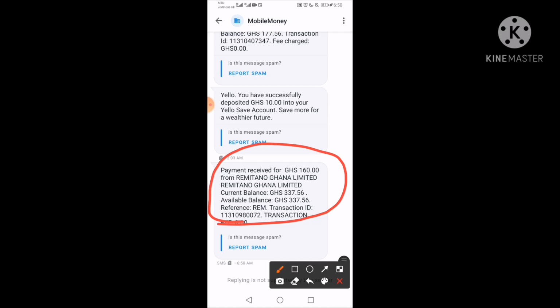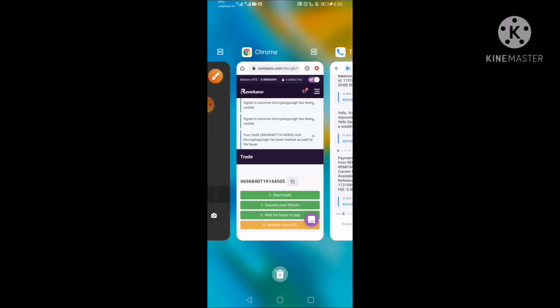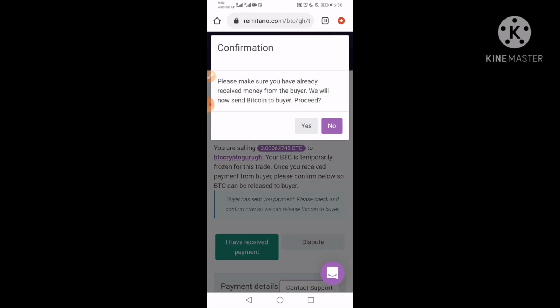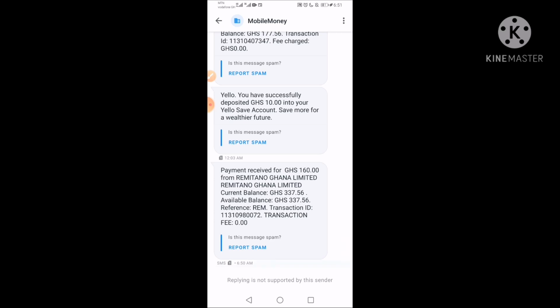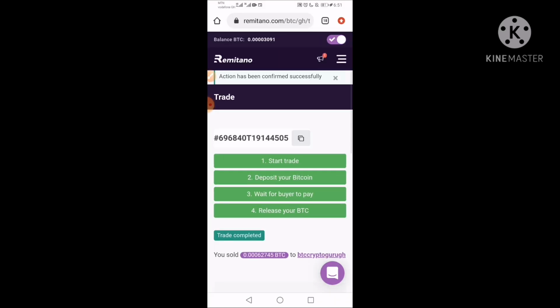It worked. So please be truthful to yourself. And as far as you have received the payment, you can now go back and click on I have received payment. It will ask you, please be sure you have already received money from the buyer. We will now send your Bitcoin to the buyer. Proceed, yes or no. I'll go back and verify once again that yes, the money has reflected in my Momo, as you can see, 160. And yes, so I'll go back and say yes, and that is how easy the transaction can be.